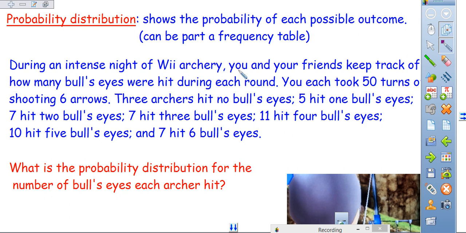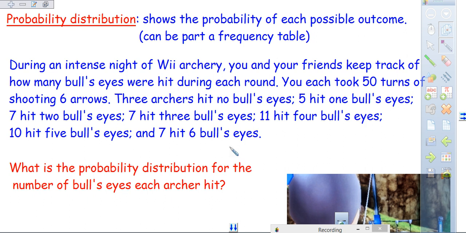Probability distribution shows the probability of each possible outcome. And this can be a part of a frequency table. So here's an example. During an intense night of archery, you and your friends keep track of how many bullseyes were hit during each round. You each take 50 turns of shooting 6 arrows.